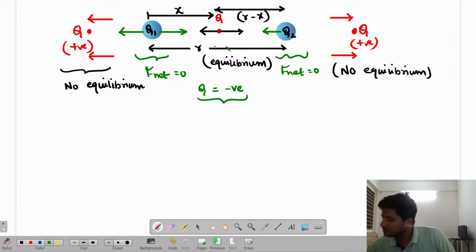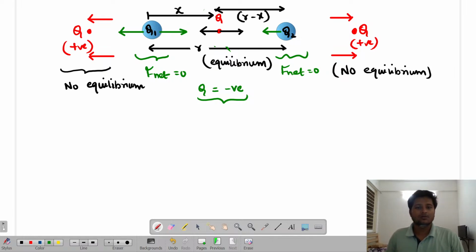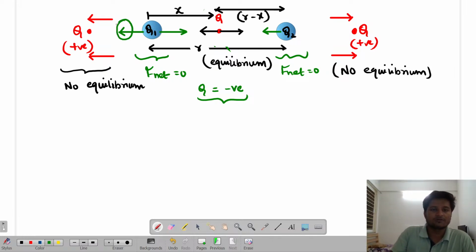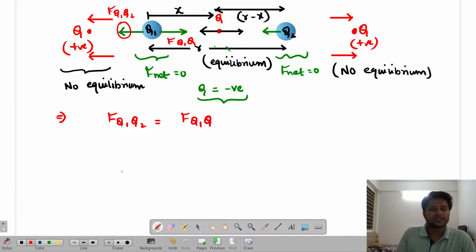Q with Q1, it should be negative such that the force applied by Q2 on Q1, which is repelling, must be balanced by this attractive force on Q1. Right or not? So this line represents force on Q1 by Q2 and this line represents force on Q1 by capital Q. Are you able to get me or not? So if these two forces are equal, force on Q1 by Q2 is equal to force on Q1 by Q, then my system remains in equilibrium.